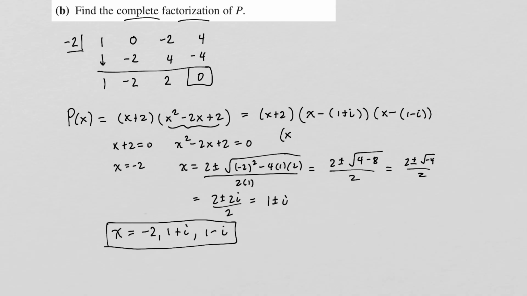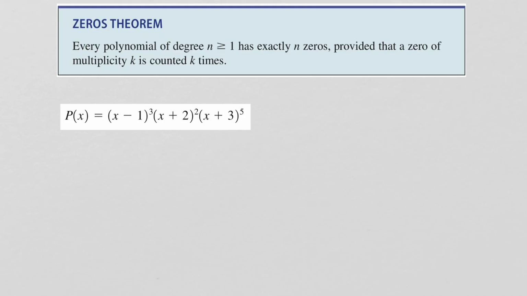Now, if you simplify this just a little bit by removing some parentheses, you're going to get x minus 1 minus i and x minus 1 plus i. And this is the complete factorization of p of x. Next, we will briefly discuss the zeros theorem. Every polynomial of degree n, which is greater than or equal to 1, has exactly n zeros, provided that a zero of multiplicity k is counted k times.